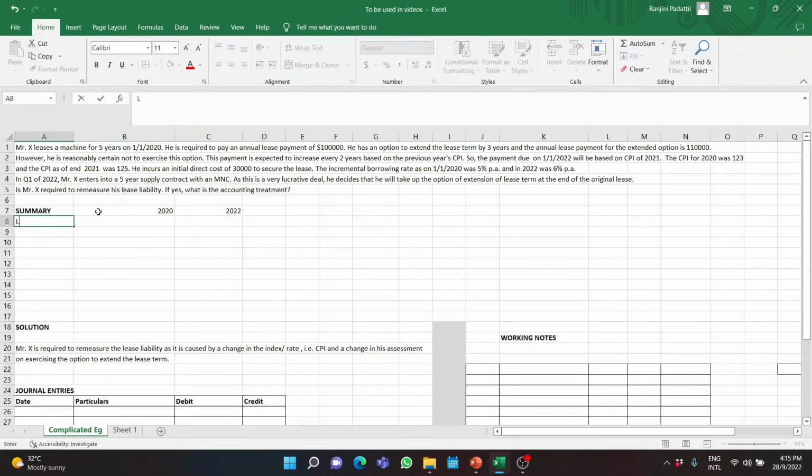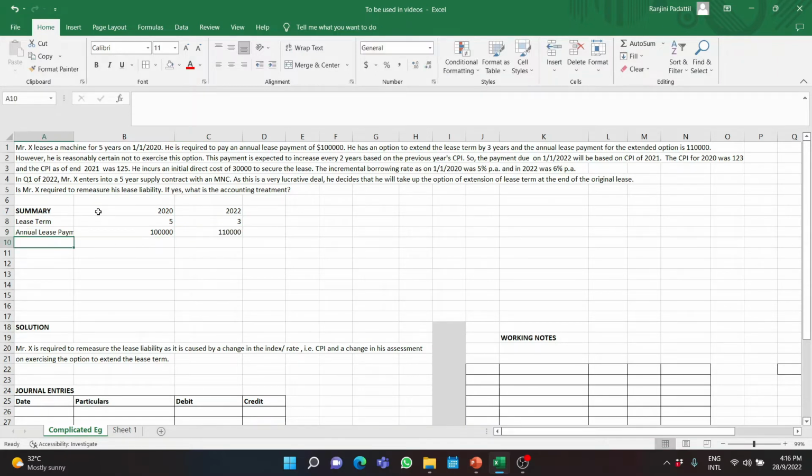The first one, we know that Mr. X leases the asset for 5 years, which is the original lease term, and he is required to pay an annual lease payment during the original lease period of 100,000. There's an option to extend the lease term by 3 years. We know that he takes this up in 2022, and the lease payment during this period for the 3 years is 110,000.